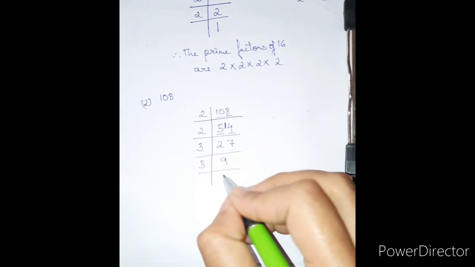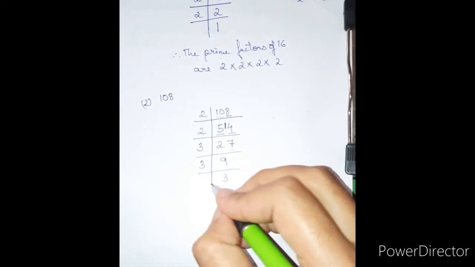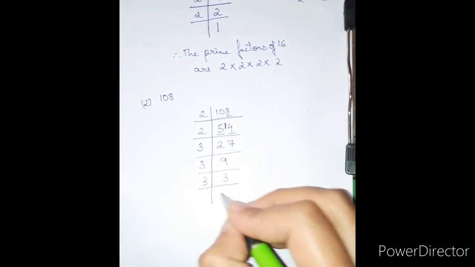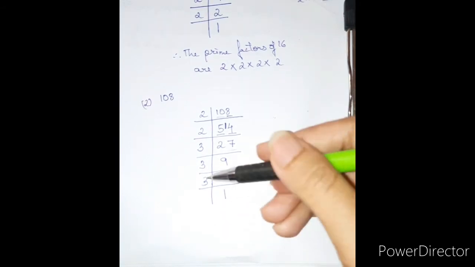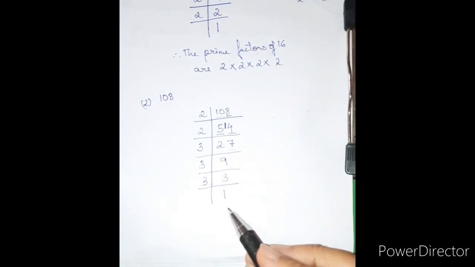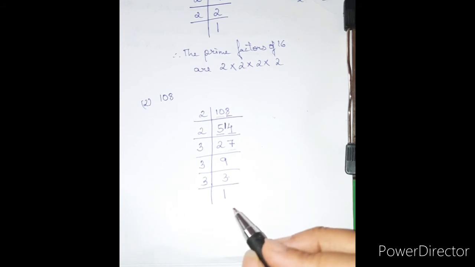So 3 again. 3 3s are 9. And last, 3 1s are 3. Have you got 1 last? Yes. That means we have finished our prime factorization.